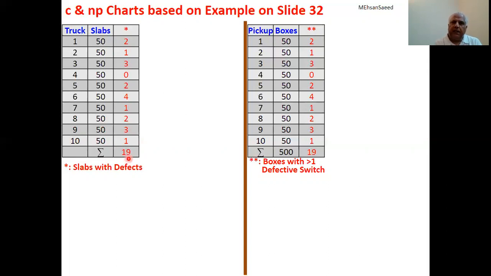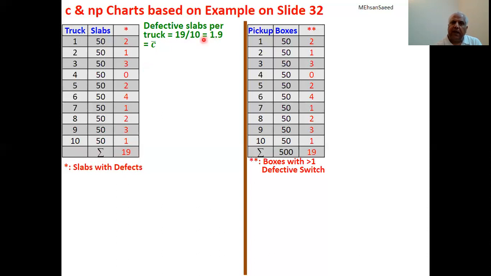And what immediately comes to our mind is, what is the average number of defective marble slabs per truck, or proportional number of defective slabs per truck? So we have 19 defective slabs and we have 10 trucks. So what is the average number of defective slabs per truck? It is fairly simple. 19 divided by 10, this comes to 1.9.